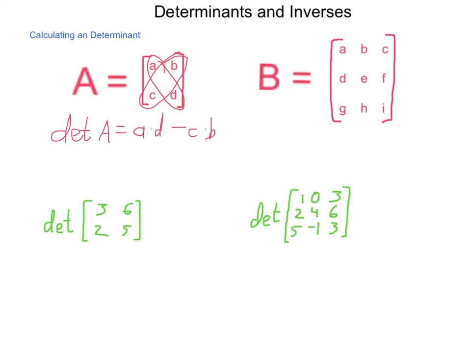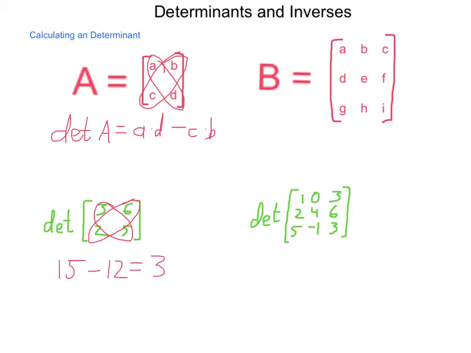So for the matrix right below it, find the determinant of 3, 6, 2, and 5. I'm going to take the primary diagonal, 3 times 5, which is 15, and subtract the product from the other direction. 2 times 6 is 12, so this determinant is 3.